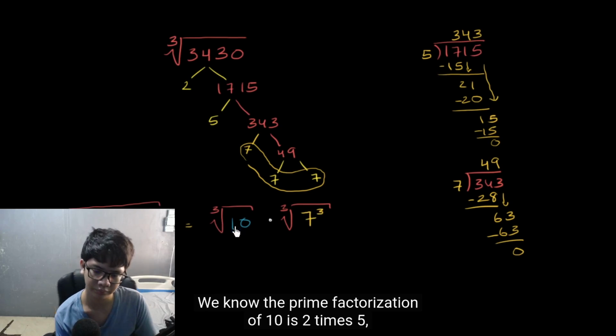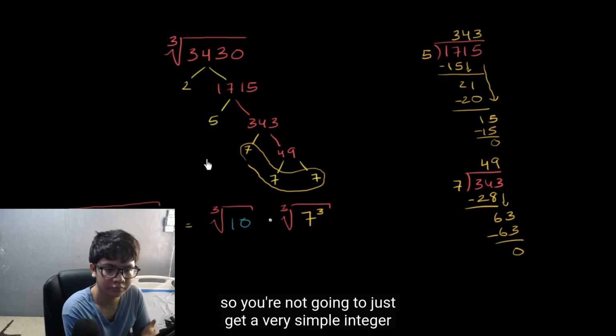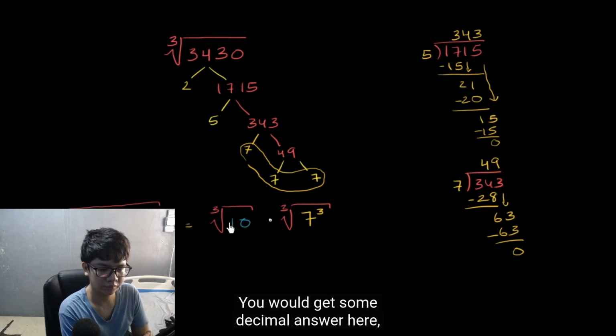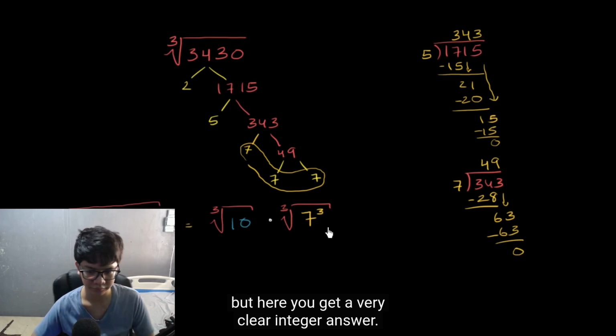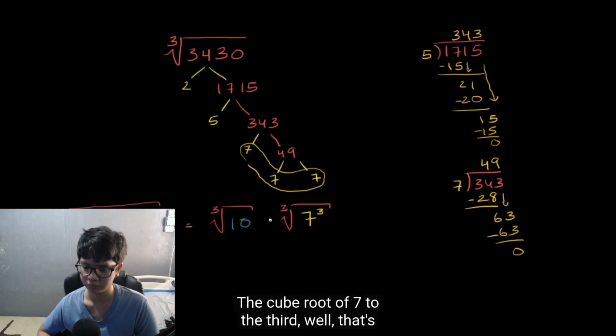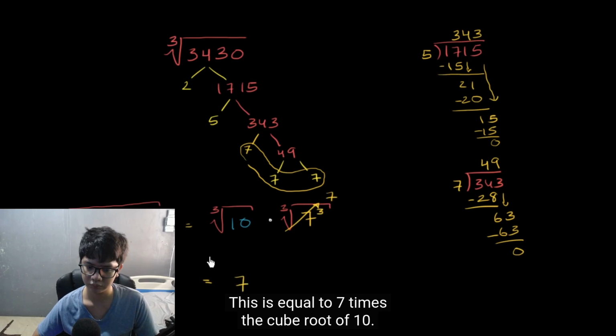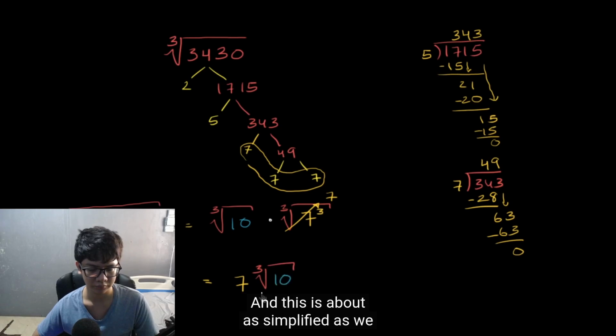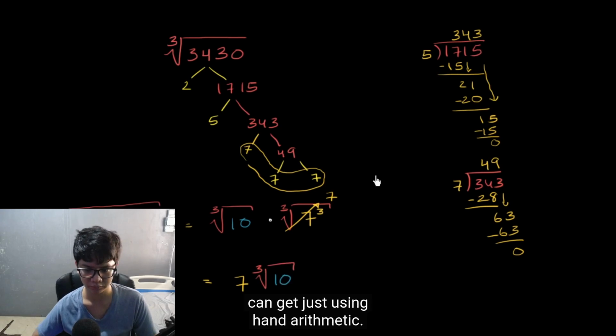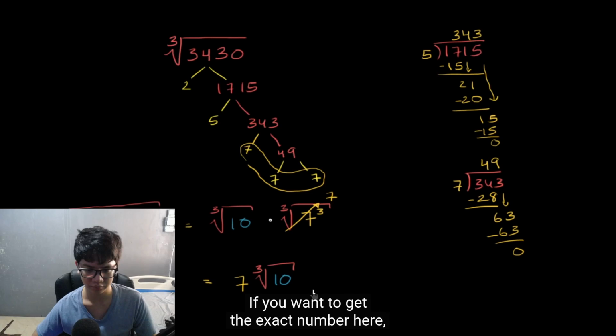We know the prime factorization of 10 is 2 times 5, so you're not going to get a very simple integer answer here. You would get some decimal answer. But here you get a very clear integer answer. The cube root of 7 to the third, well, that's just going to be 7. So our entire thing simplifies. This is equal to 7 times the cube root of 10. And this is about as simplified as we can get just using hand arithmetic. If you want to get the exact number here, you're probably best off using a calculator.